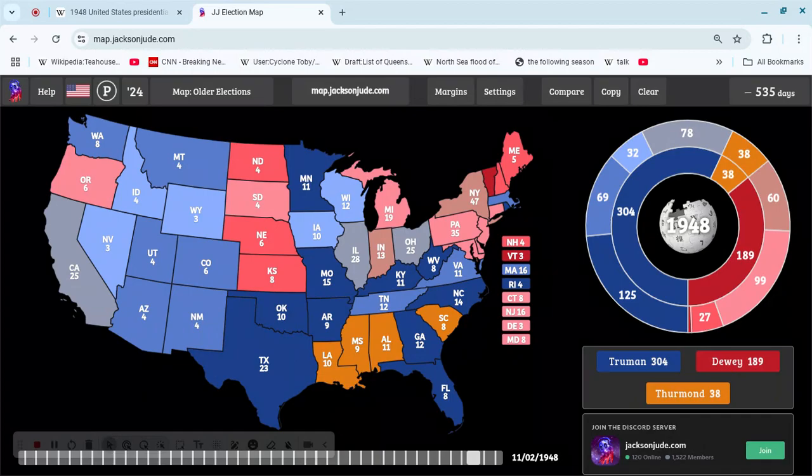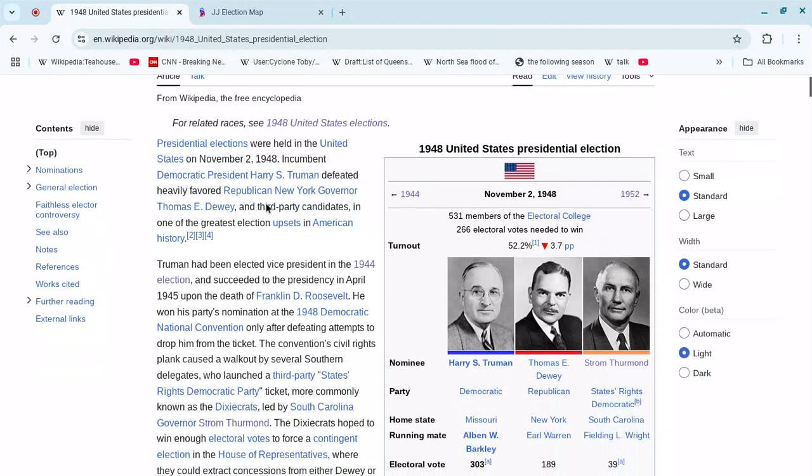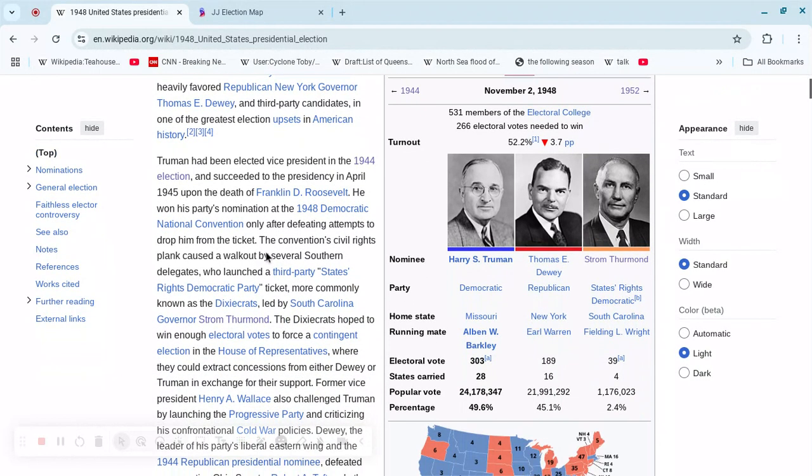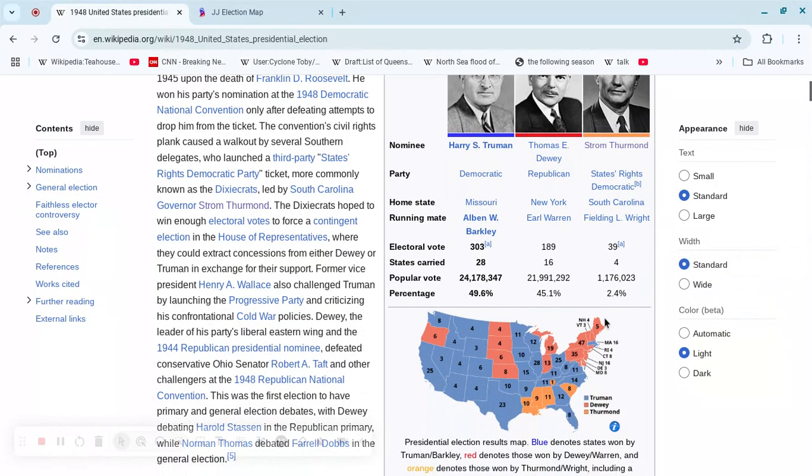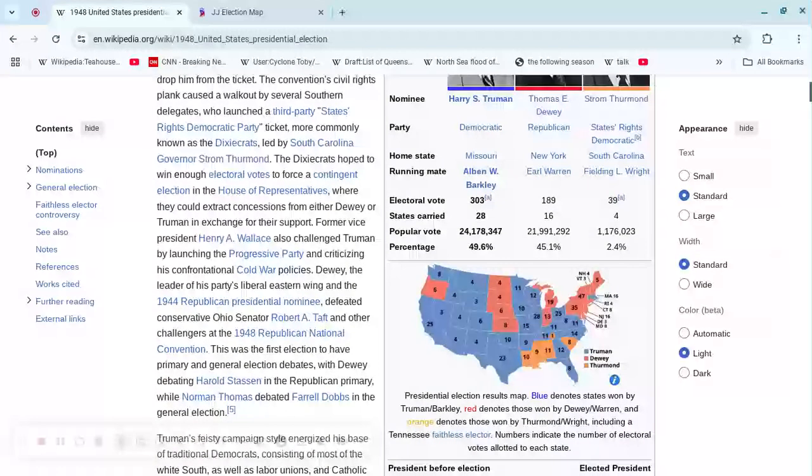However, there are factors in the election itself that made it so that Truman could have won by much more had his party not been split. As we can clearly see, the Democrats were split between the Democrats and the Dixiecrats, and the Dixiecrats carried 4 states.